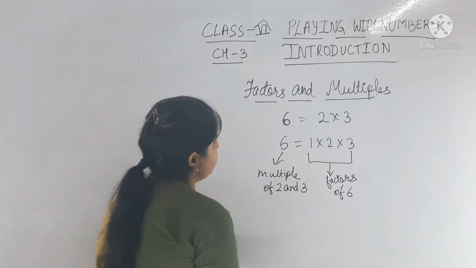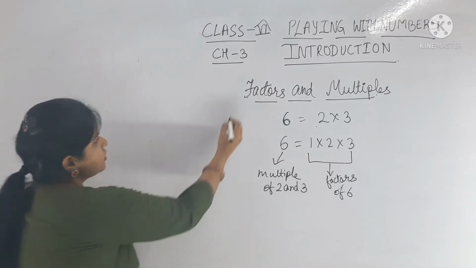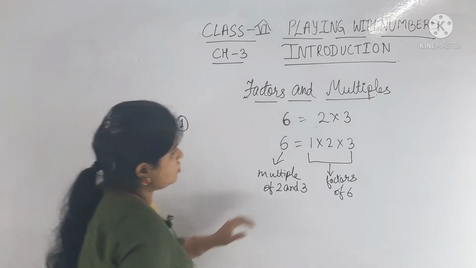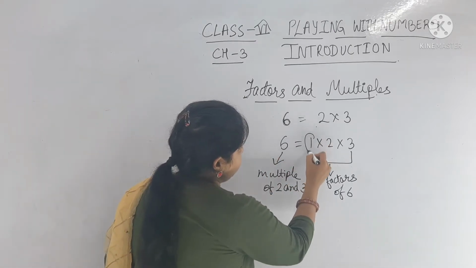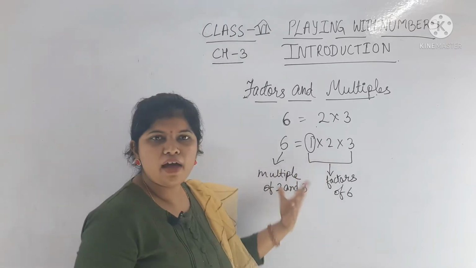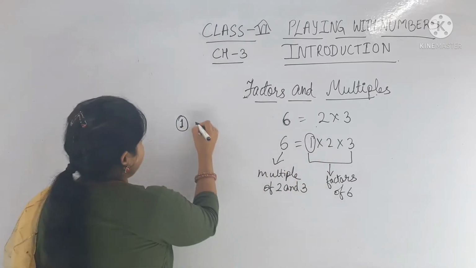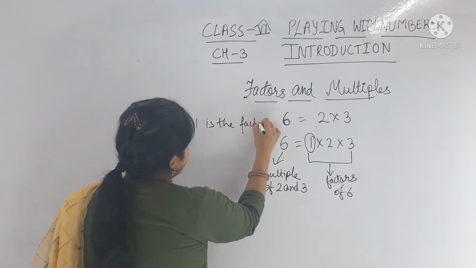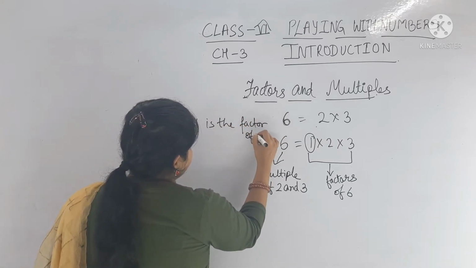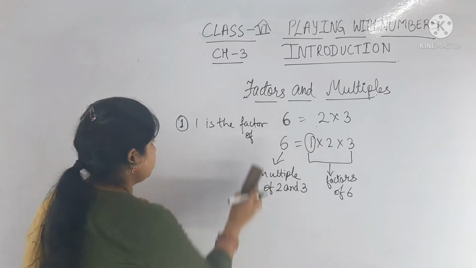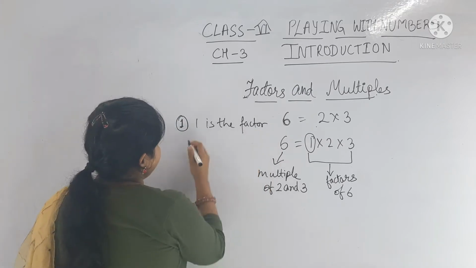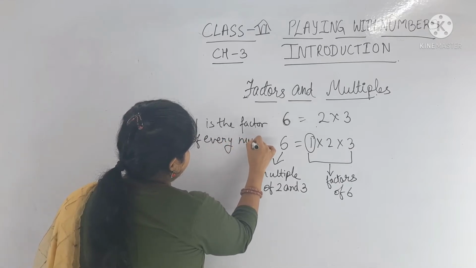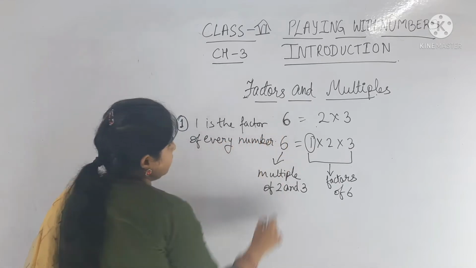So I am noting down some important points, okay. So here 1 is the factor of every number, okay. 1 is the factor of every number, right?